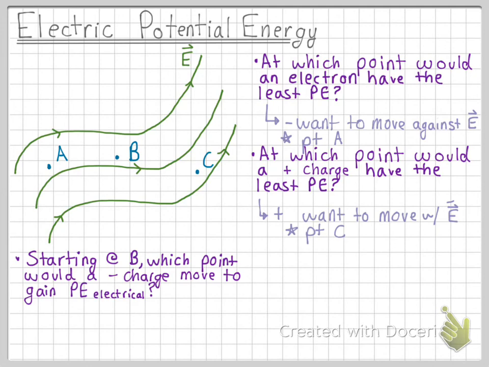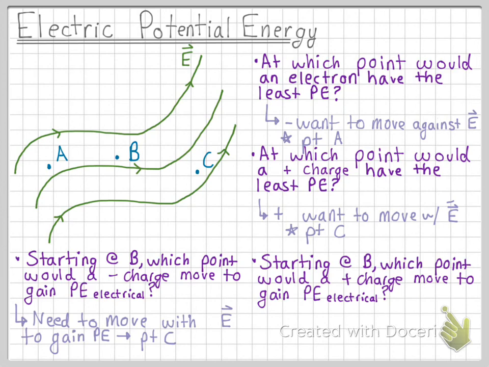Next, we could be asked, starting at point B, which point would a negative charge move to gain potential energy? So we know that negative charges want to move against the electric field lines. So in order for it to gain potential energy, it's going to have to move where it does not want to go, or against the electric field lines. So it's going to have to be at point C.